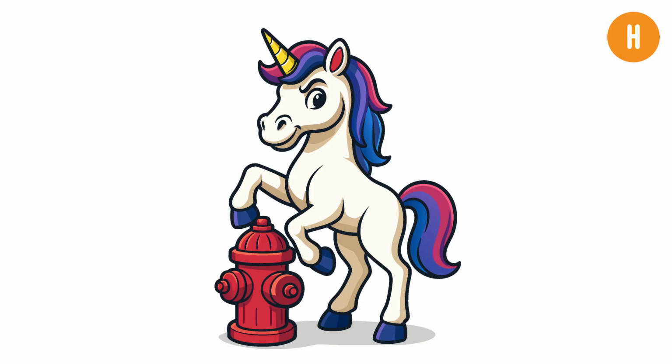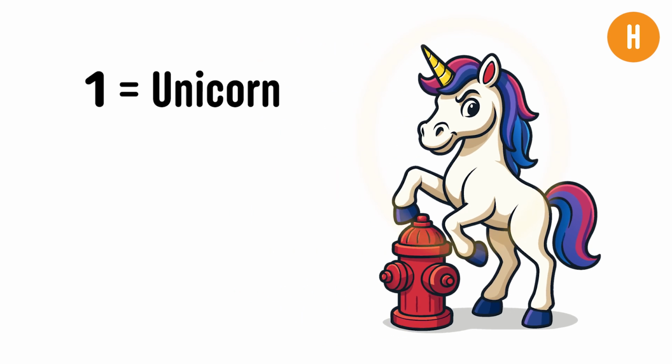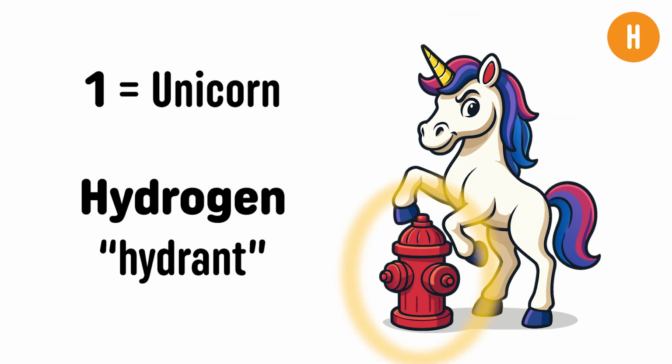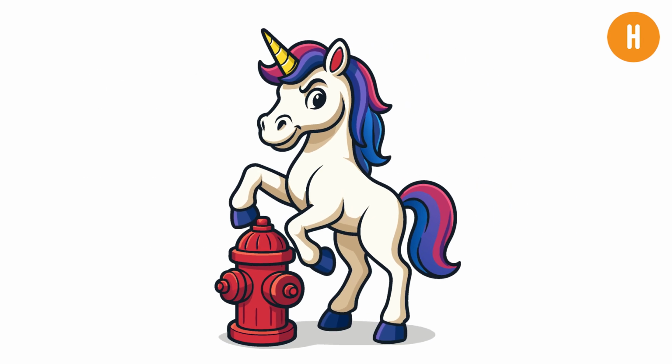This image represents hydrogen. The number 1 is represented by a unicorn because unicorns only have one horn. Next, we have to convert the name hydrogen into a picture. Hydrogen sounds similar to hydrant, like a fire hydrant. If we picture a unicorn standing on a fire hydrant, we will forever remember that hydrogen is the first element. This image will be burned into your mind forever every time you think of hydrogen.